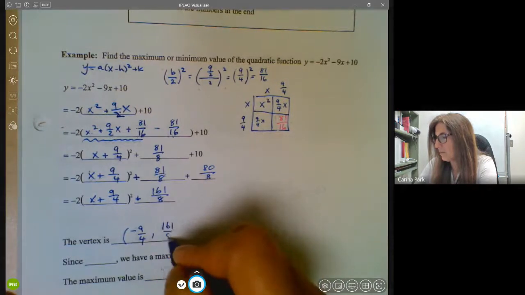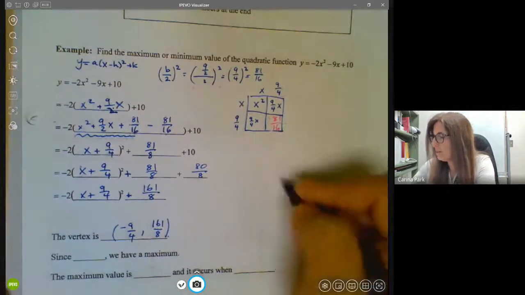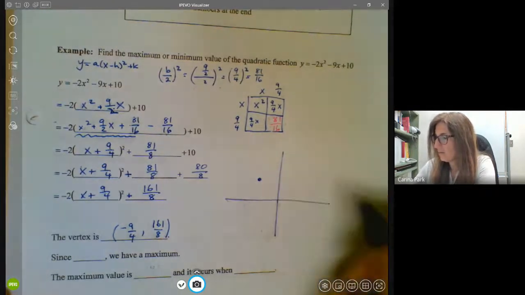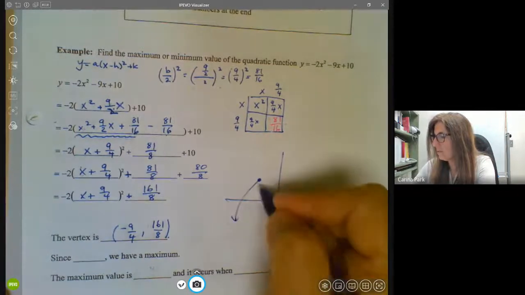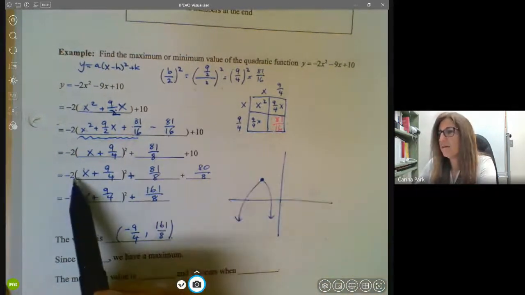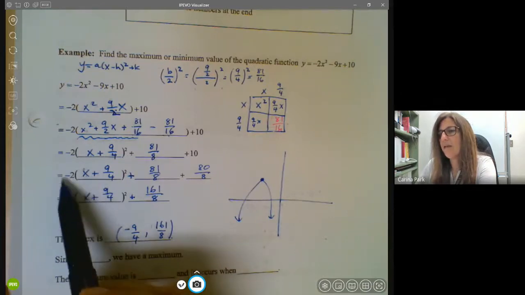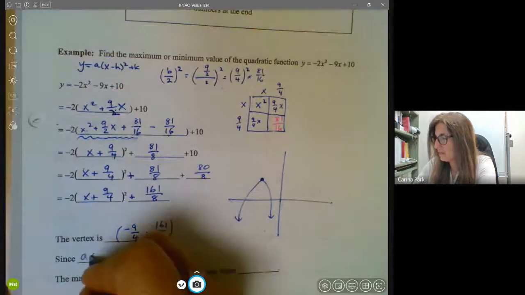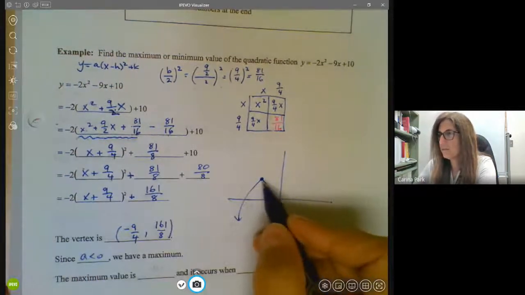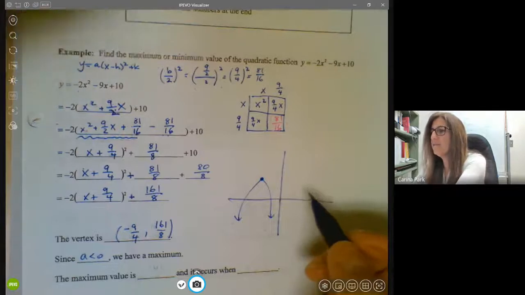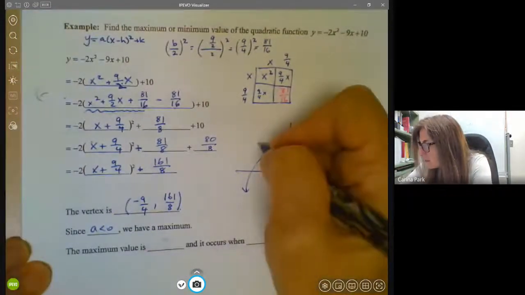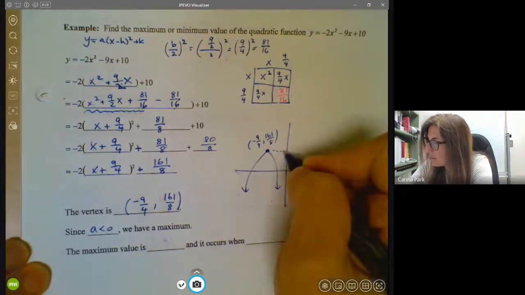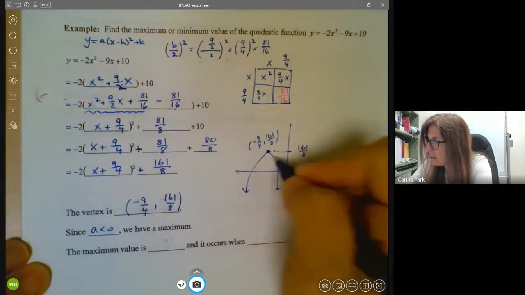and 161 over 8. Okay, what does it mean? Here's -9/4 and 161/8, wherever that is. We know it opens downwards because my -2 is the A. So since the A value is negative, so since A is less than 0, we have a maximum. This is a maximum. And now to figure out the rest of it, what's the maximum value? Well, this is the point, -9/4, 161/8. So the maximum value is 161/8.